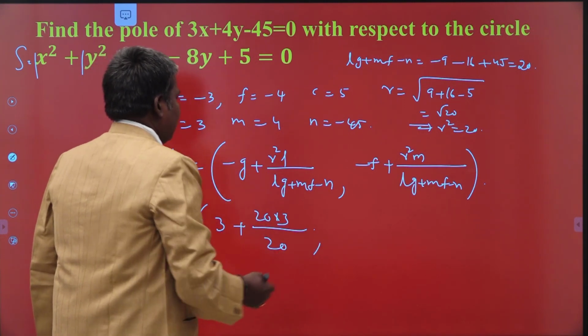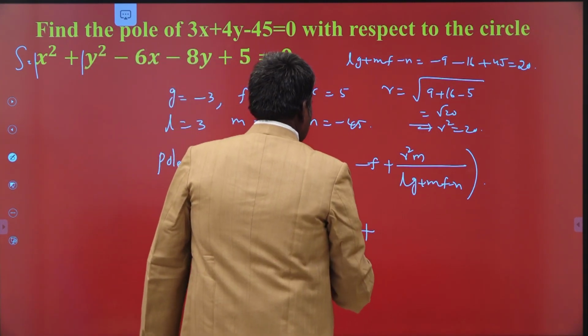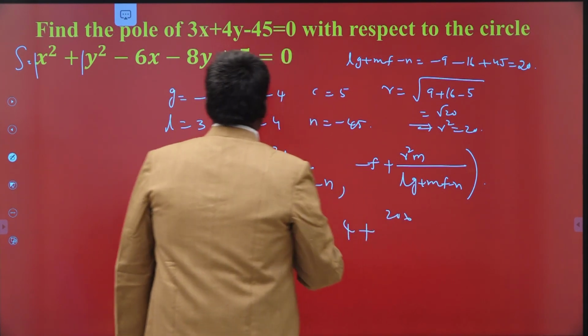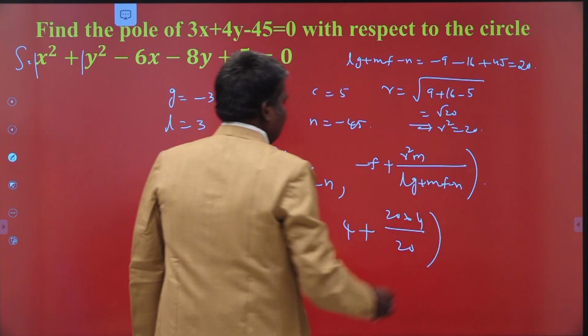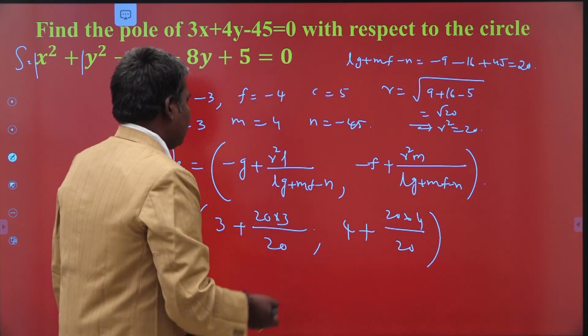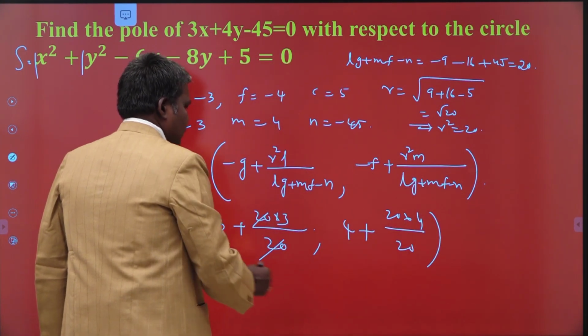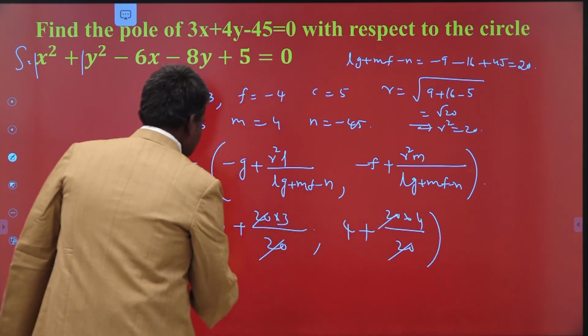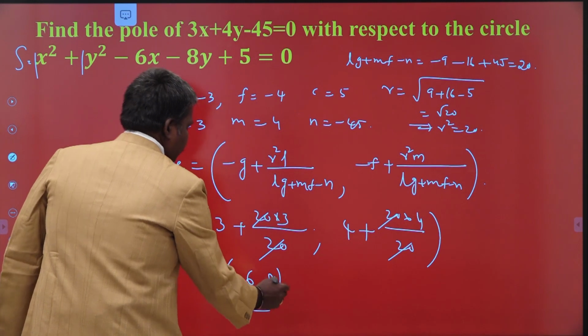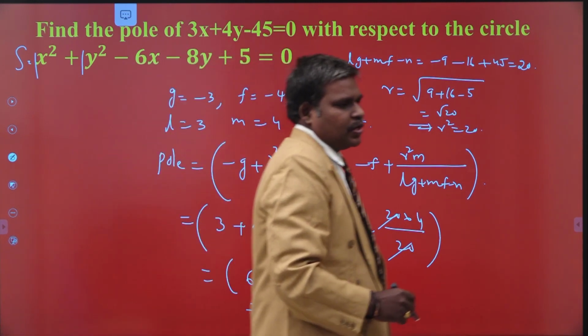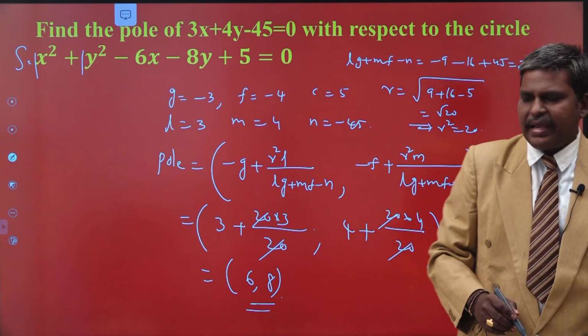Comma, minus f, that is 4, plus r square, 20. What is m here? 4, by n is 20. Lg plus mf minus n, say capital N, that is 20. 20, 20 gets cancelled. Here also 20, 20 gets cancelled. The pole is (6, 8). Pole of the line with respect to the circle is here (6, 8).